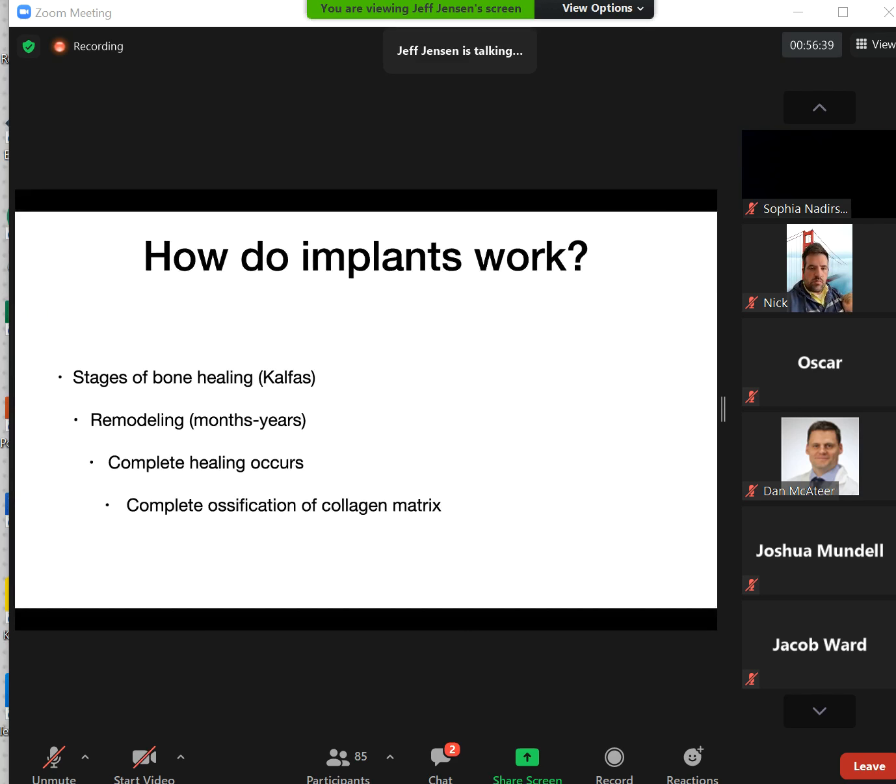But initially, when I place an implant, that first 6 to 8 weeks is kind of like the prime time healing that I want to see. Them being really careful and keeping the area clean and trying to stay off of it as much as they can.